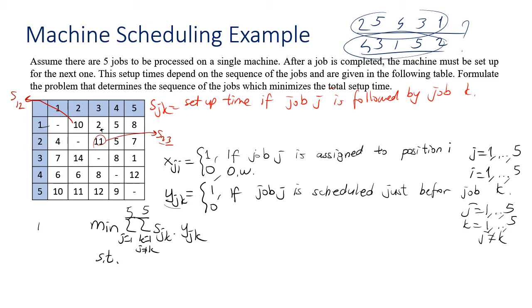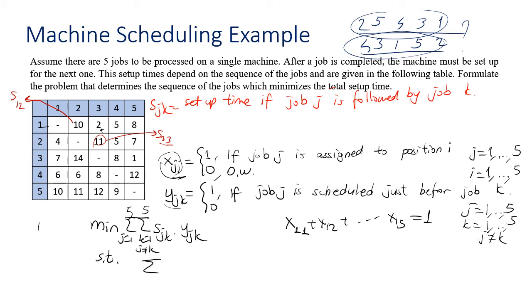Now, what are the constraints? First of all, can a job, for example job 1, be followed by job 2 and job 3 at the same time? This is not possible, right? Each job must be followed by only one other job. We define this x_ji to be assigned to position. I'm changing my wording. Can this job 1 be assigned to position 2 and 3 at the same time? No, it cannot. It can only be assigned to one of the positions. So job 1 can be assigned to position 1 or position 2 or position 5, but not to more than one position. Similarly for job 2, job 3, each job must be assigned to only one position.